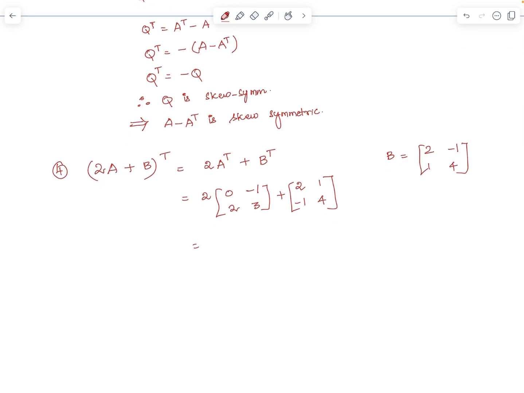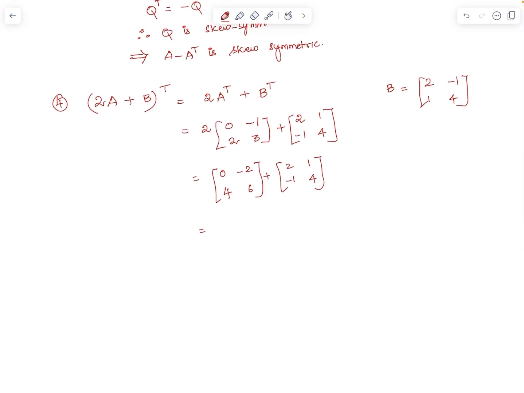2 times A transpose is [0, minus 2; 4, 6] plus [2, 1; minus 1, 4]. On adding the matrices, we get [2, minus 1; 3, 10].